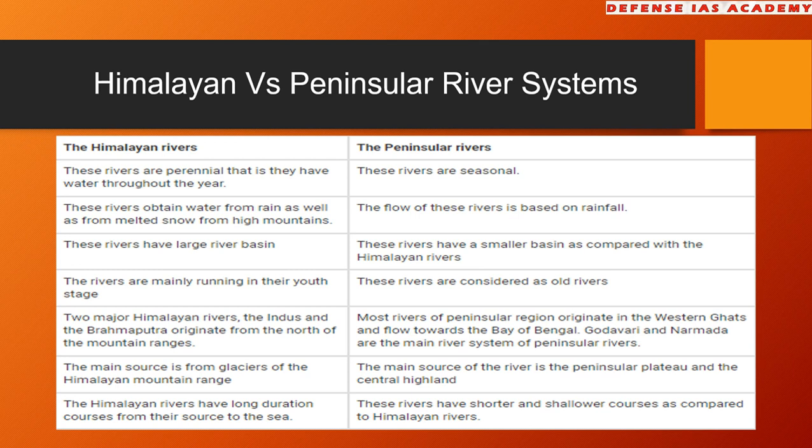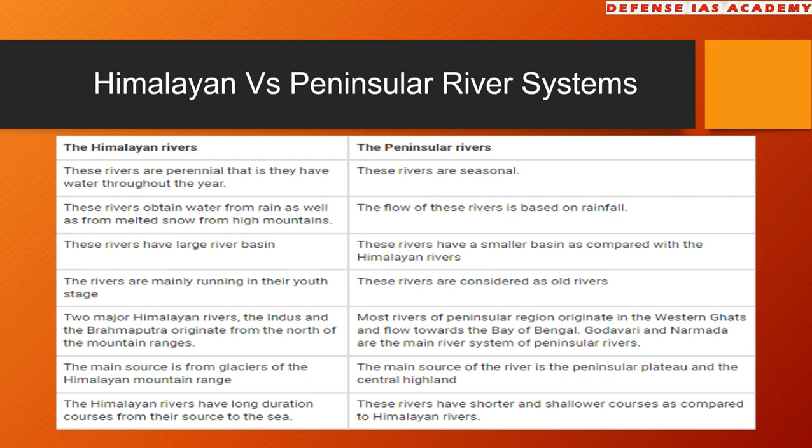Now, the peninsular rivers. These rivers are seasonal, meaning their flow is mainly dependent on rainfall. So, if there is rain, then they have water. If there is no rainfall, they dry off. So, the peninsular rivers are mostly seasonal. They have a smaller basin when compared to the Himalayan rivers, and these rivers are considered old rivers.